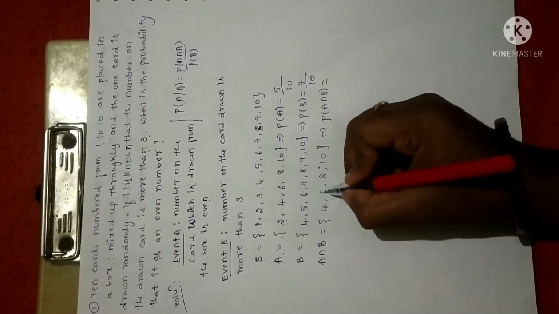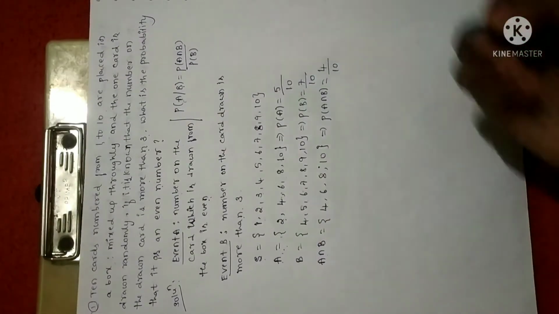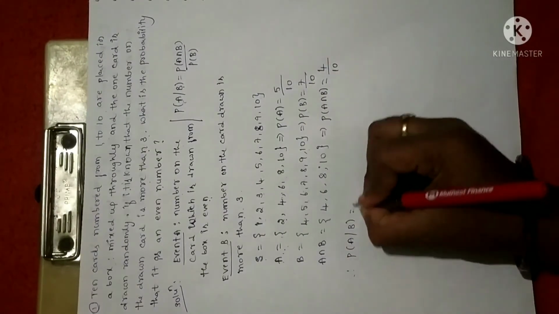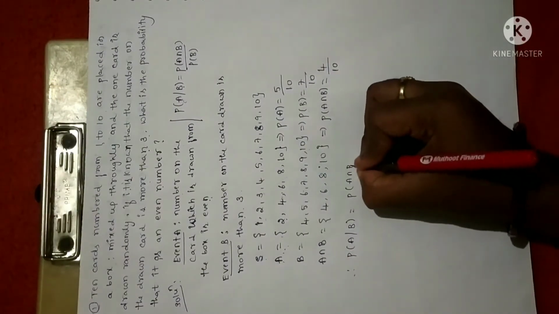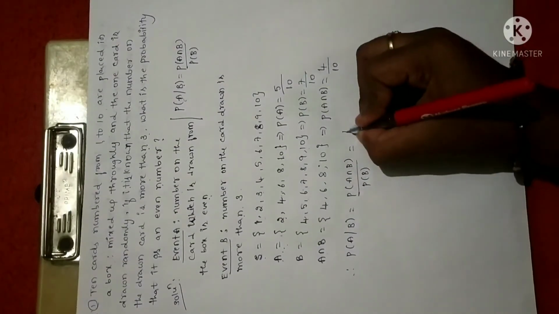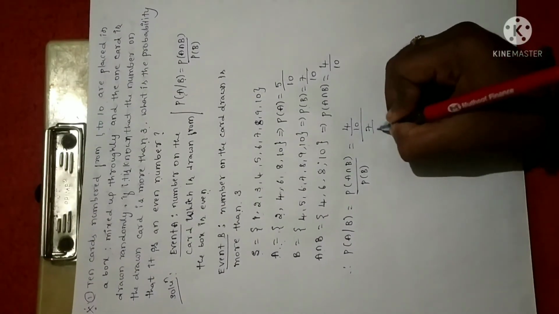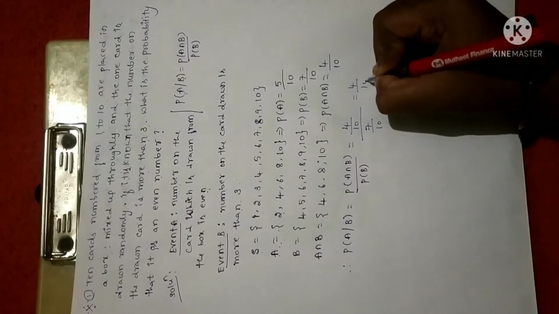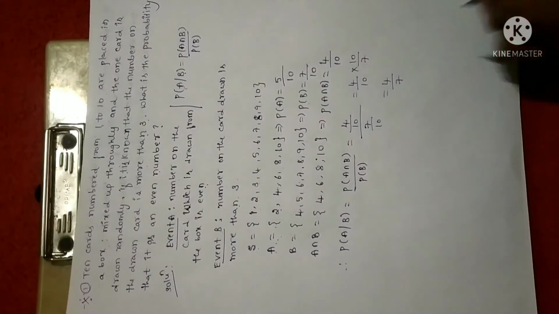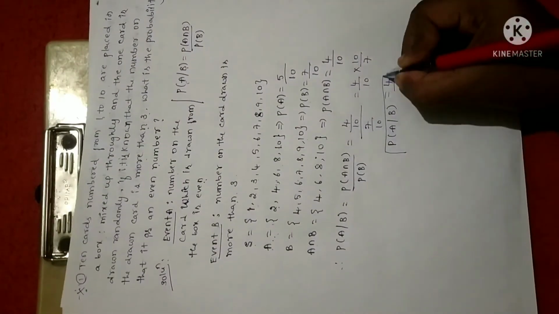A, how many numbers are there? 1, 2, 3, 4. 4 numbers out of total cards are 10. Clear? Therefore, let me write the probability of A with reference to B as probability of A intersection B divided by probability of B. So probability of A intersection B is 4 divided by 10, and probability of B is 7 divided by 10. If you simplify, you will get 4 by 7. So this is the required probability of event A with reference to B.